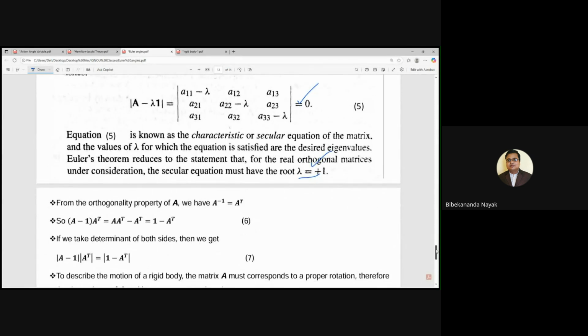For this, we have to use the orthogonality property of matrix A. A is an orthogonal matrix, meaning its transpose is equal to its inverse. So A minus 1 can be written as A minus A A transpose, which is A times (1 minus A transpose). If we take the determinant of both sides, the determinant of A minus 1 times the determinant of A transpose is equal to the determinant of 1 minus A transpose.